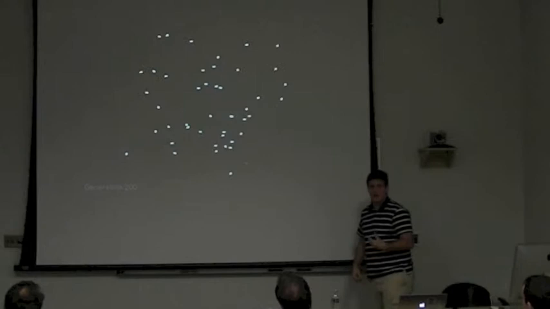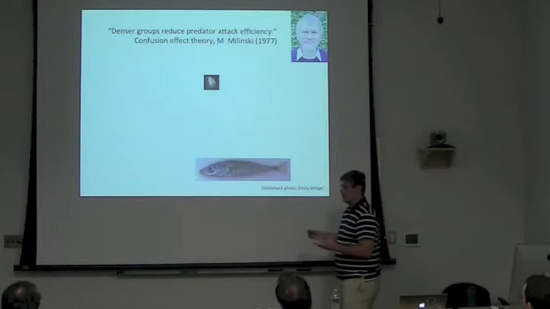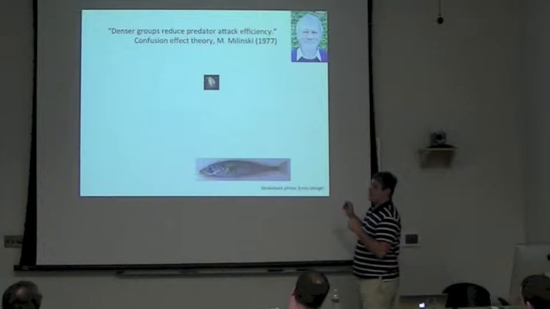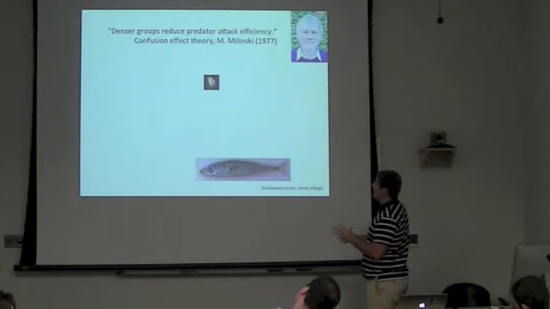So I use digital models like this to test specific hypotheses in the literature about why animals form swarms. And the one that I'm focusing on here for this project is one that I've actually talked here before about, which is the confusion effect theory. This was put forth by Milinski in 1977, the first time that he demonstrated it in an experiment where he claimed that denser groups of prey reduce predator attack efficiency.